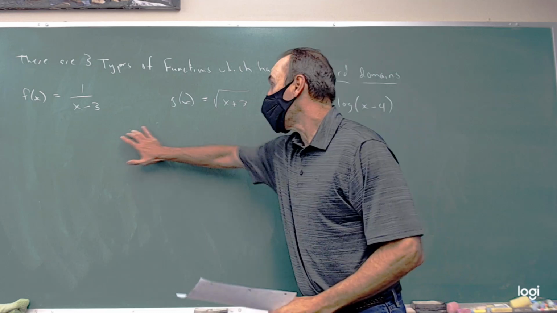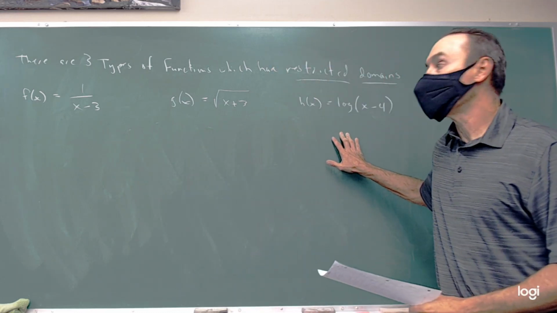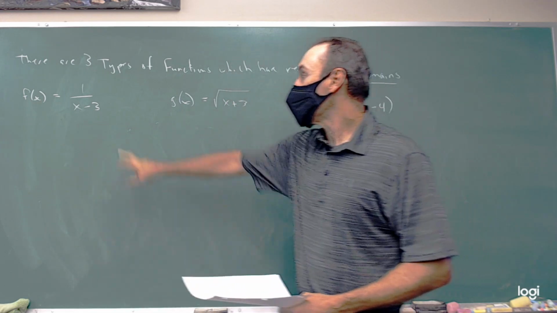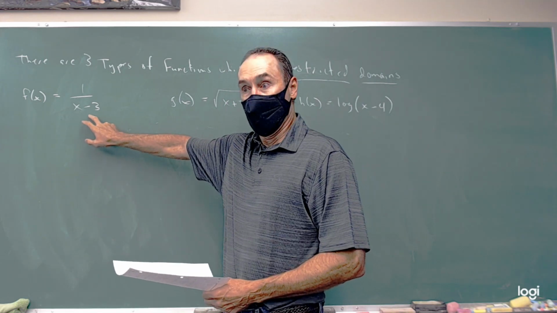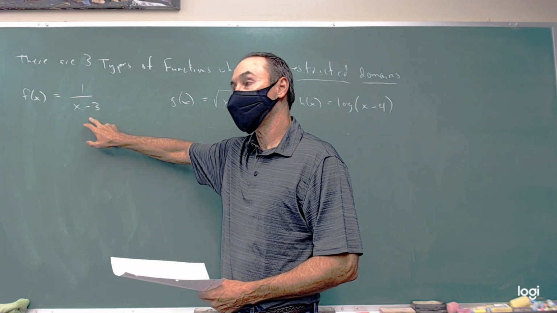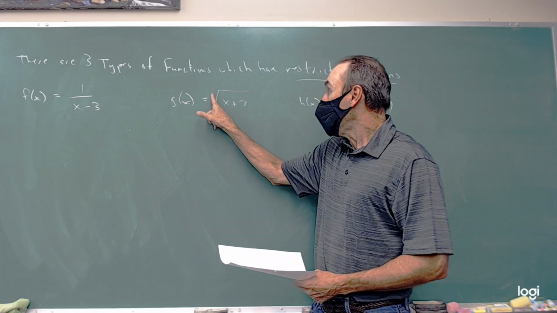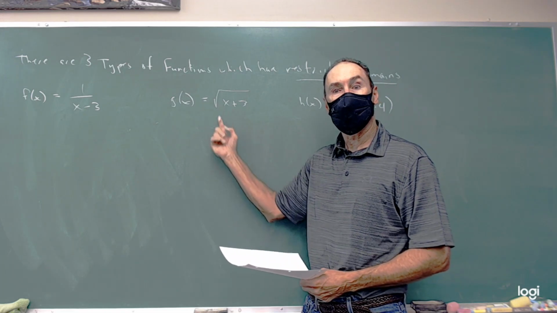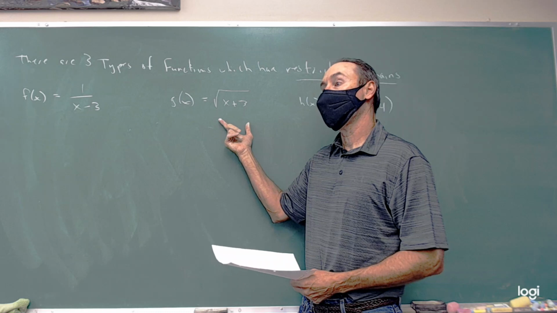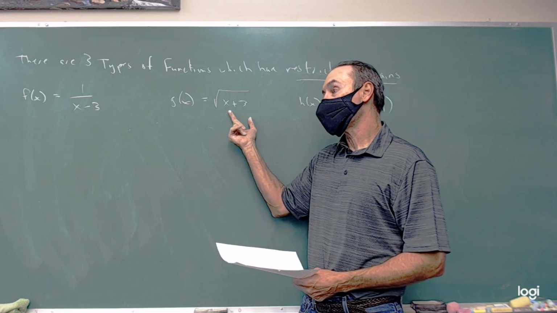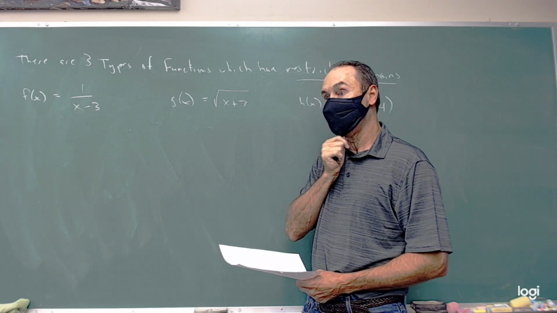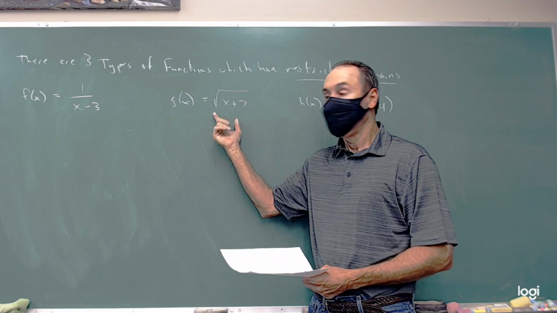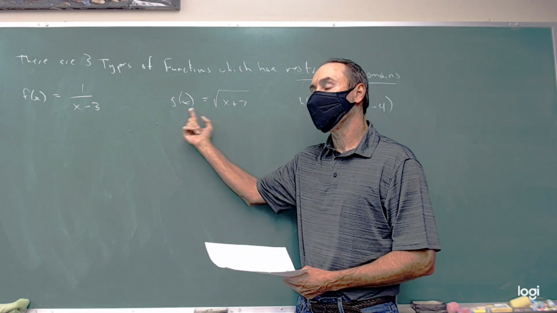The three kinds of functions that have restricted domains are, first, anything that's got a variable in the denominator, where the denominator could be 0, because dividing by 0 is not defined. Second, any even index radical that's got a variable in it. Square root, fourth root, sixth root, they have a problem with negatives. So what's inside the radical has to be greater than or equal to 0. It can be 0 because the square root of 0 is defined. It cannot be negative because these are real valued functions.